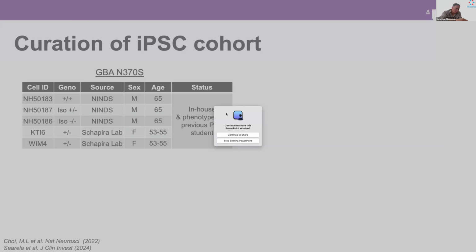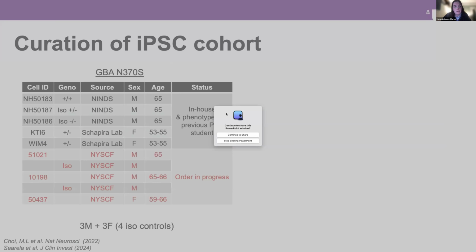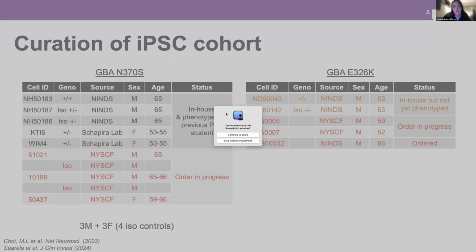So initially in-house, we had these one male and two female lines and an isogenic control, which have been phenotyped by a previous PhD student. So I'm trying to expand this up. I've gained a fair few more lines for M370S, and I have ordered in a bunch more lines for E326K. So the idea here is that now I'll have an iPSC cohort from M370S and also an E326K cohort.